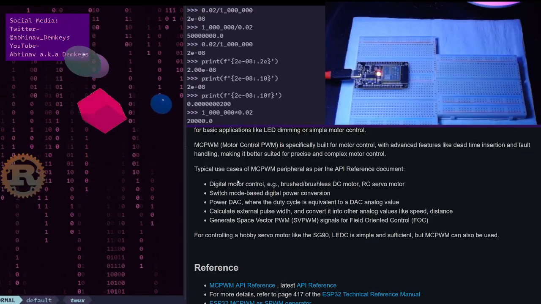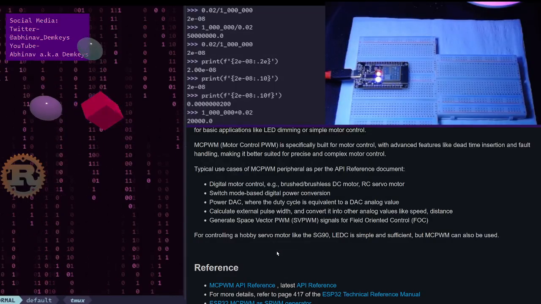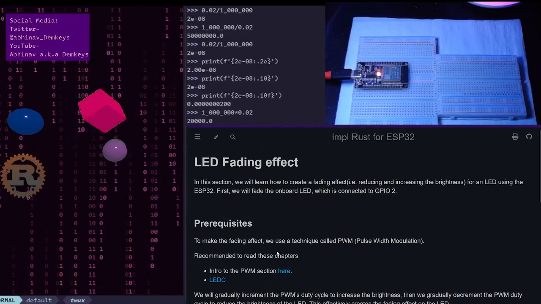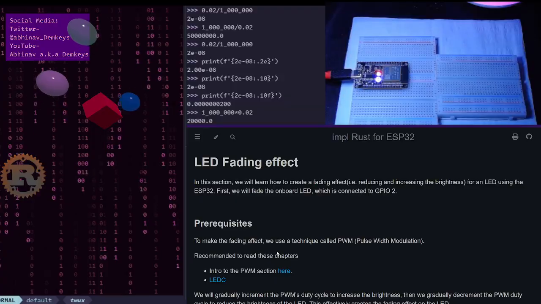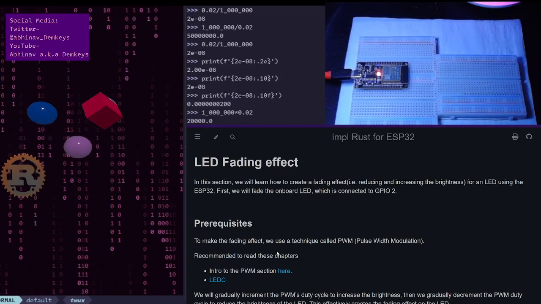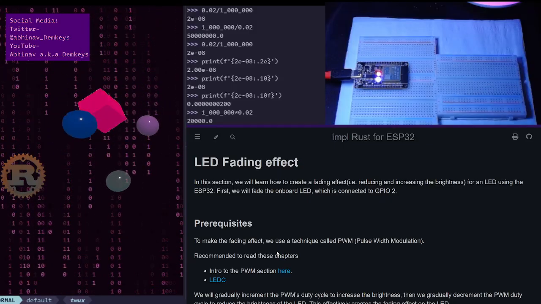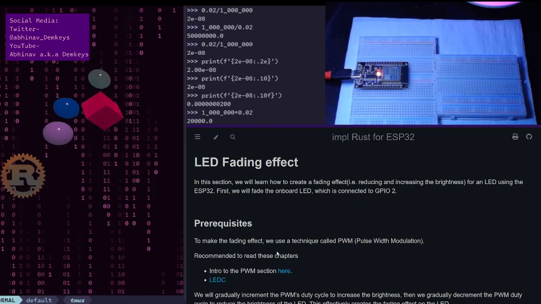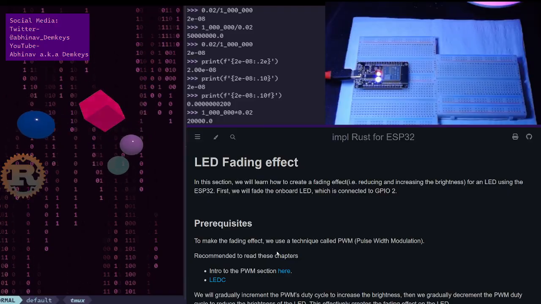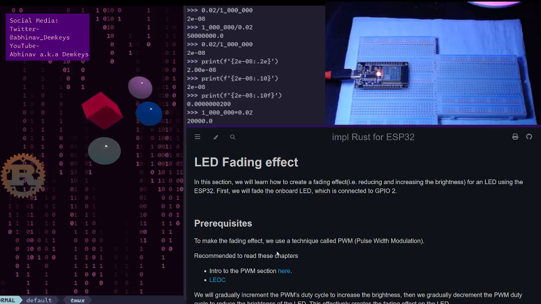Now, that being said, that's going to be it for today's stream. We made some good progress today because now we're going to be moving on to the LED fading effect. And this is where it's going to get interesting because we're going to be doing practical stuff now. All of this stuff that we've spent the past 2 weeks trying to understand, we're going to be putting that knowledge to use practically to build something. So yeah, I'm excited for that.